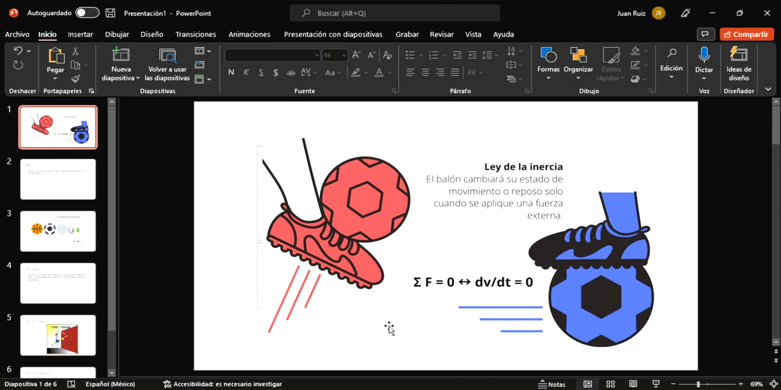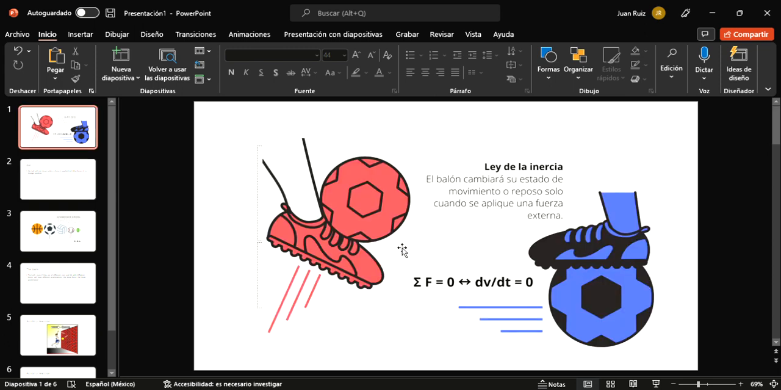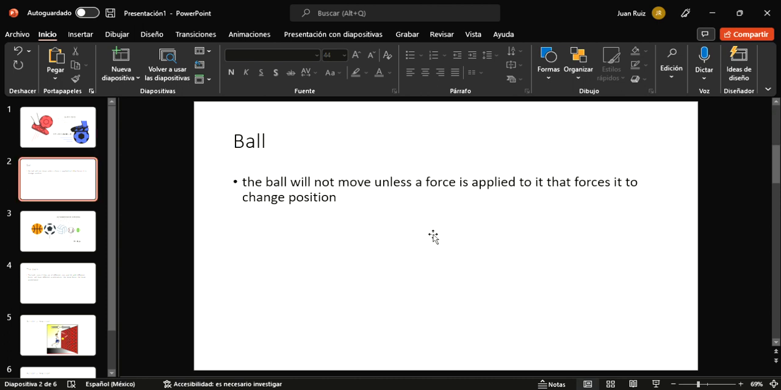Newton's first law, law of inertia. The ball doesn't move unless a force is applied to it to change its position. The law of inertia, the first law, states that a body will remain at rest or in straight motion with a constant speed unless an external force is applied. In other words, it is not possible for a body to change its initial state, either at rest or in motion, unless one or more forces intervene.